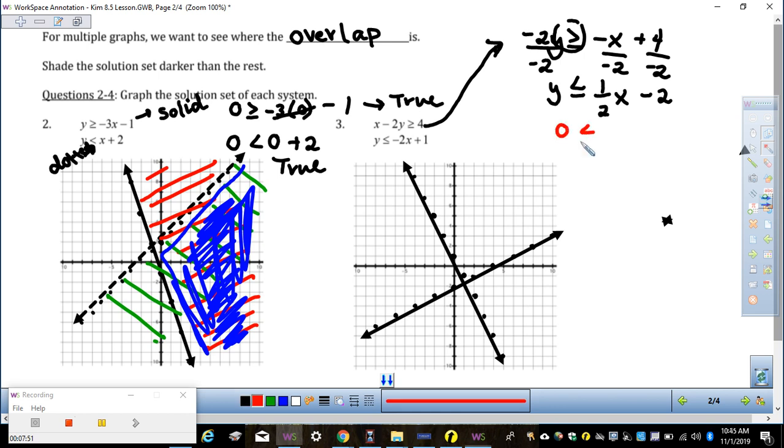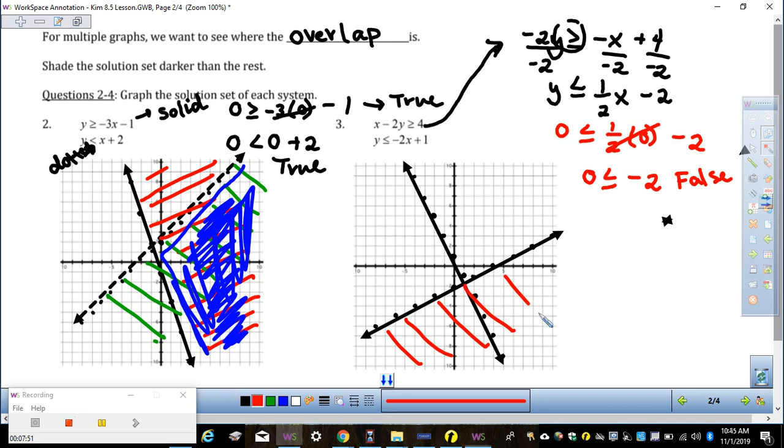If I plug it in here, 0 is less than or equal to 1/2 times 0, which goes away, minus 2. So I'm looking at 0 is less than or equal to negative 2. That is a false statement. So for this bottom line with my positive slope, I want to shade the side of the line that does not contain 0, 0, which is everything here below the line.